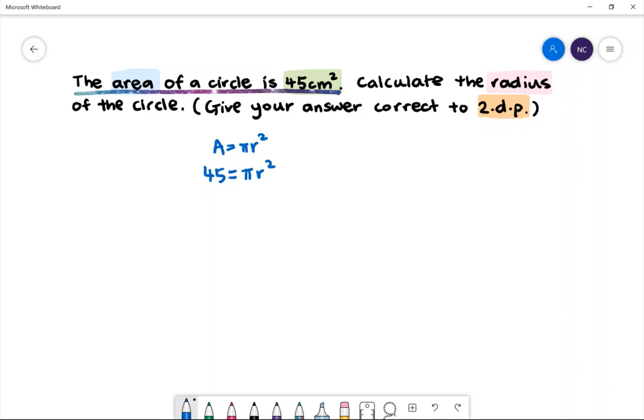We need to rearrange this equation to make r the subject. First thing is to divide both sides by pi. 45 divided by pi will look like this, and so we'll be left with r squared on the right hand side. To get r by itself, we need to square root both sides. Finally, in the calculator, r will be 3.7846, which is approximately 3.78 centimeters.